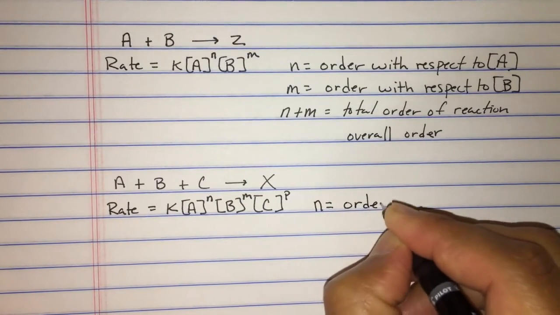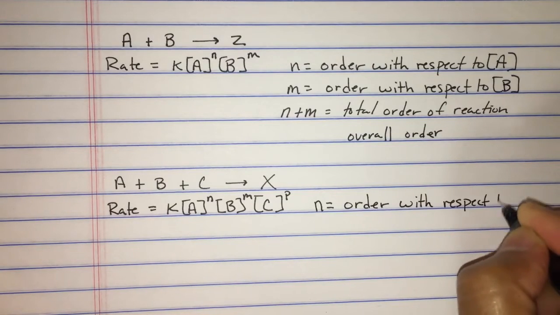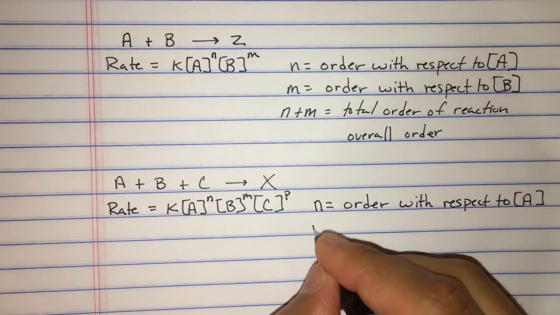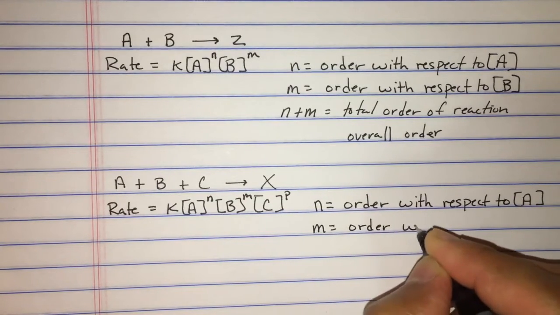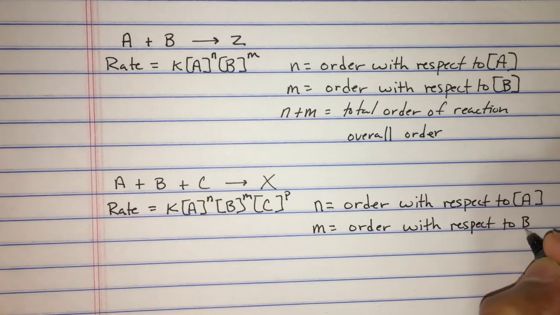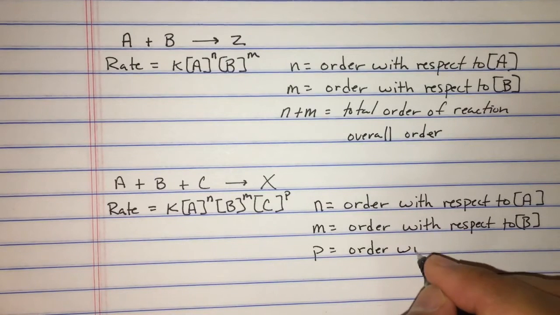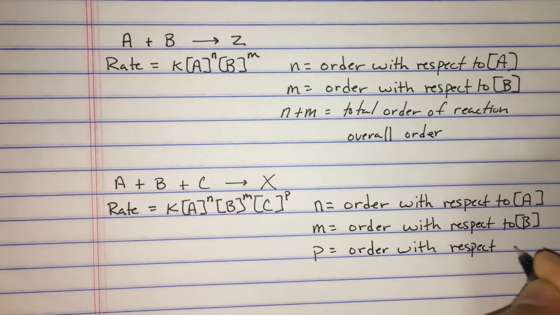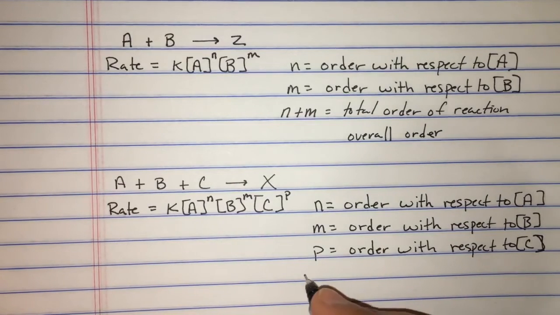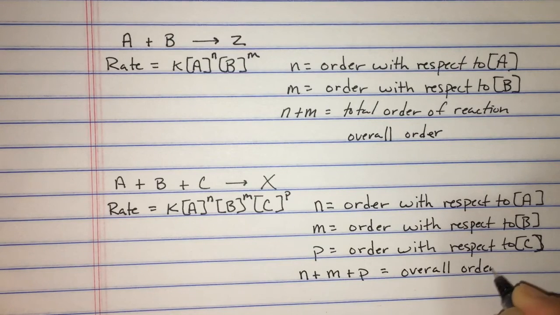N is the order with respect to A. M is the order with respect to B. And P is the order with respect to C. N plus M plus P is the overall order.